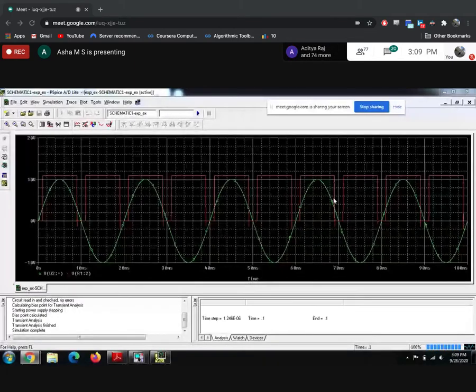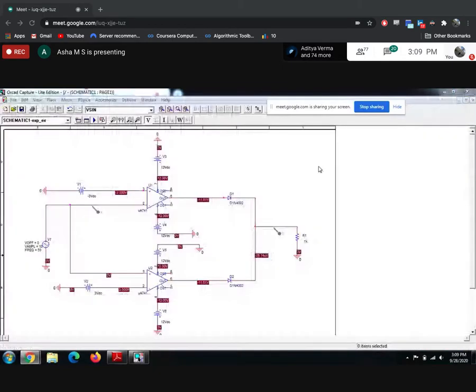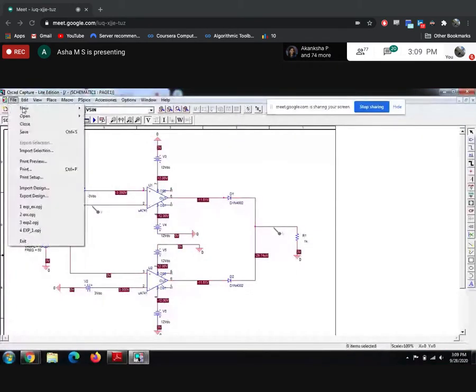Okay, I have displayed the output. If you get this waveform, it's correct. How it comes, I'll explain later. Few people are asking me to rig up the circuit. Let me rig up. I'll open a new project.